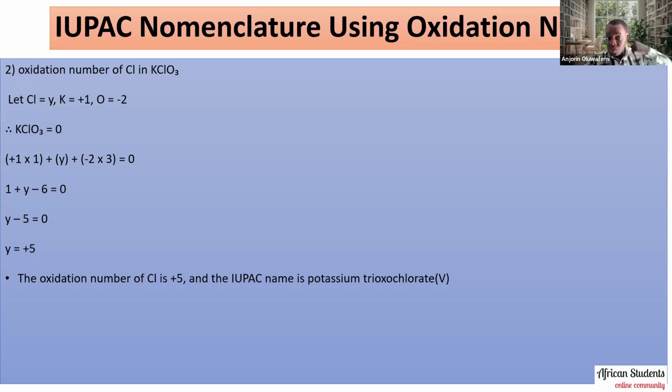So based on the oxidation number, we've been able to determine what the chlorine is in that particular compound. For this next one, I want you to do it yourself and let me know what you come up with after you have solved it. Okay, let's move on now.